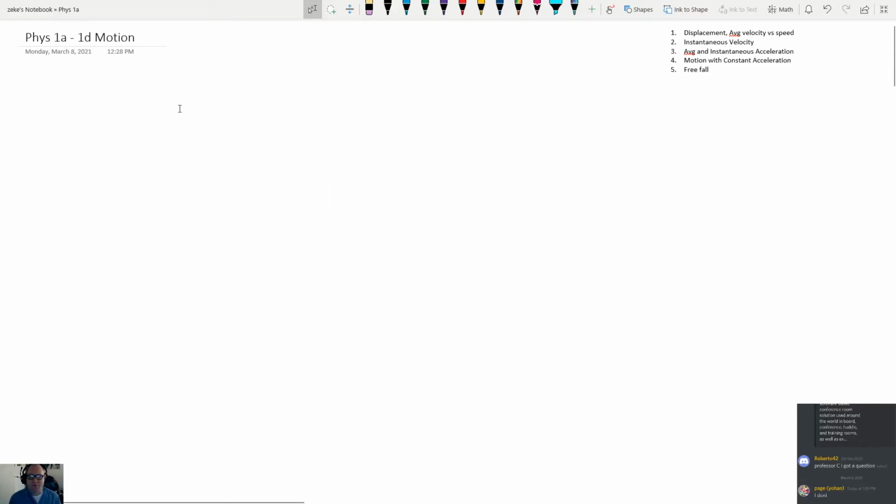Okay, this is Physics 1A for Monday, March 8th. Today we're going to be moving on from equilibrium and start talking about things that move. Everything up till now has just been basically either at rest or moving with a constant velocity. So we're going to introduce the concepts of displacement, average velocity, instantaneous velocity, speed, acceleration.